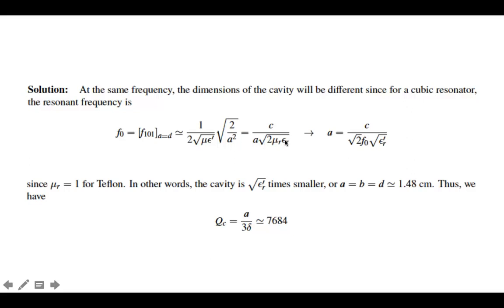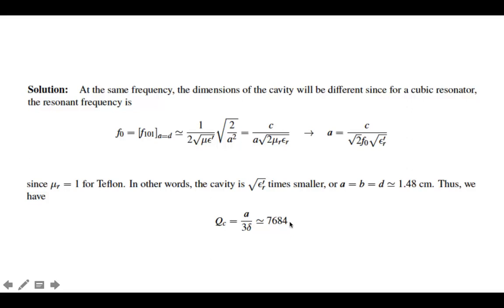And so the formula adjusts a little bit, meaning that we have to resolve for A based on using a phase velocity, not just the speed of light. So when we do that with our desired resonant frequency and mu r equal to 1 for Teflon, basically the cavity is the square root of epsilon prime r times smaller, so 1.48 centimeters. Then when we plug that into the formula, we get the quality factor is 7,684.